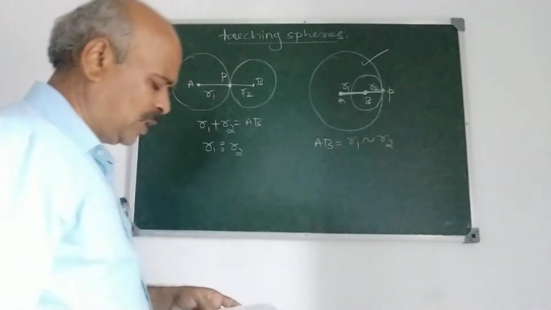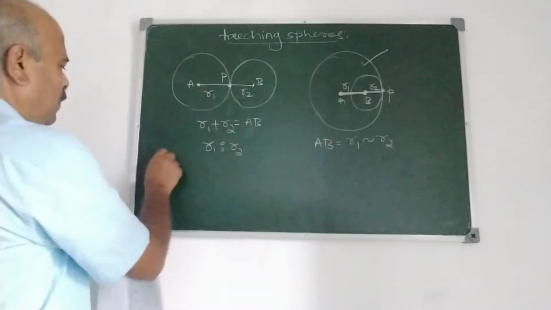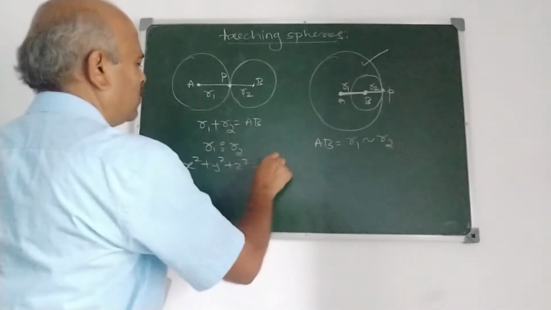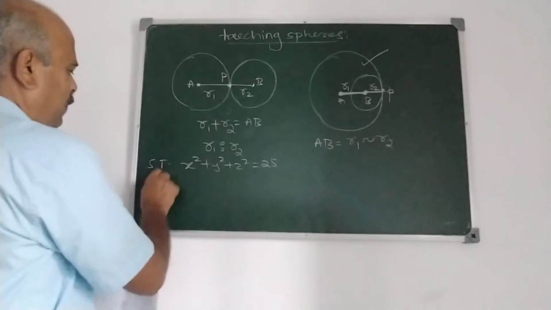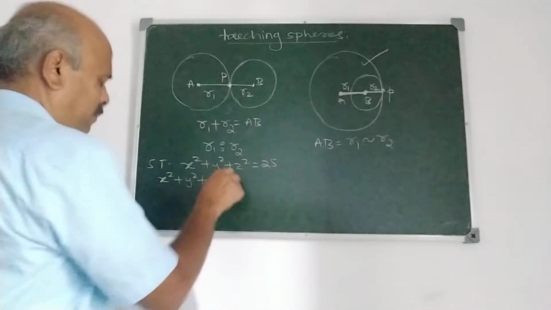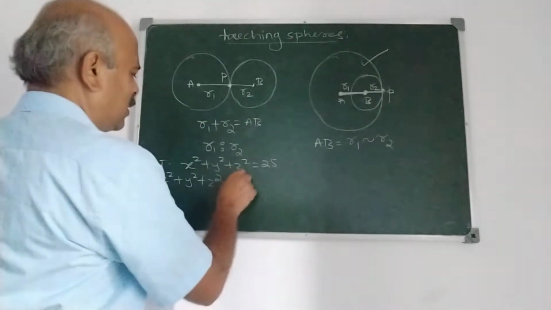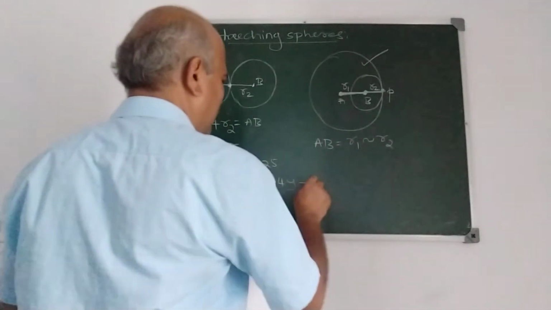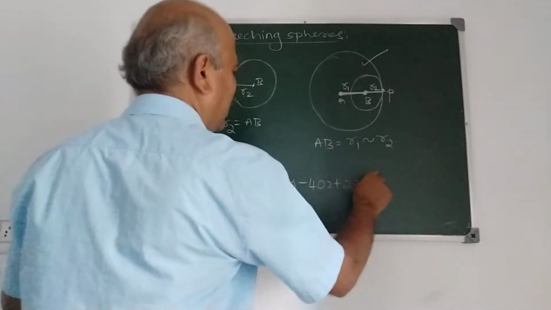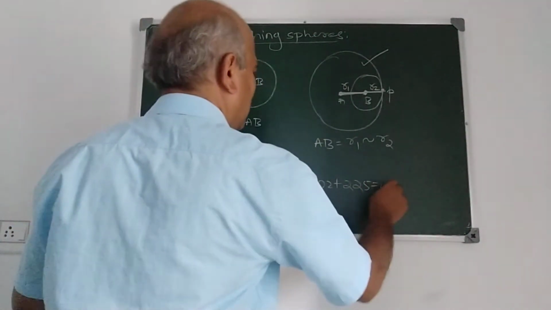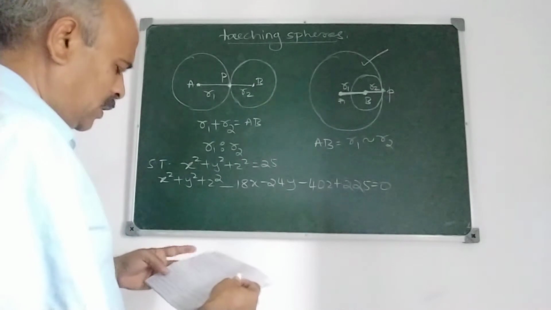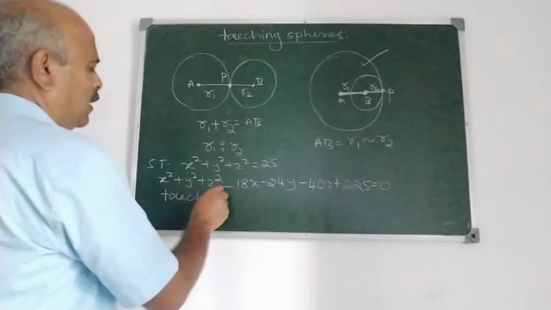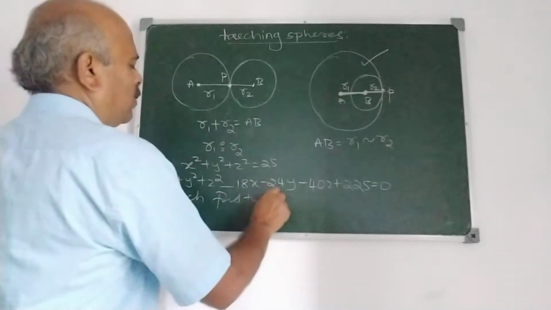Now, see the problems here. Show that the spheres x square plus y square plus z square is equal to 25, and x square plus y square plus z square minus 18x minus 24y minus 40z plus 225 is equal to 0, touch each other. Find the point of contact.